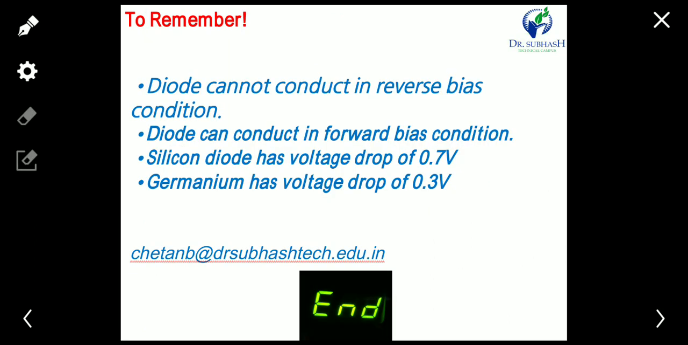Now, in this slide you have to remember about the diode. First, the diode cannot conduct in reverse bias and always conducts in forward bias. For silicon it is 0.7 volt and for germanium it is 0.3 volt. This is called the knee voltage, or barrier potential, or breakover voltage: 0.7 for silicon and 0.3 for germanium.